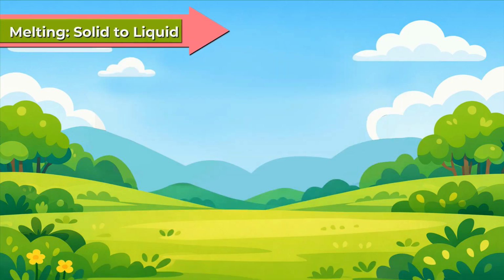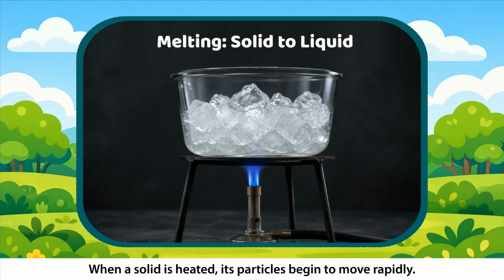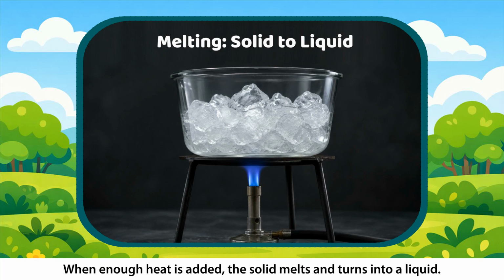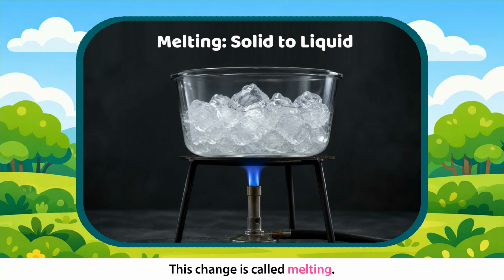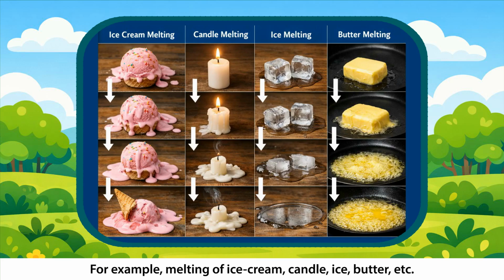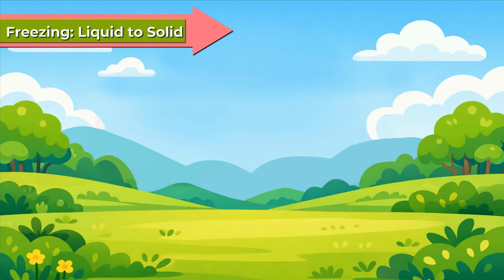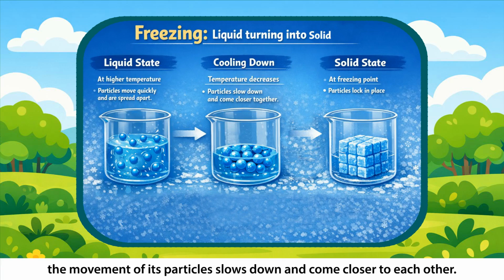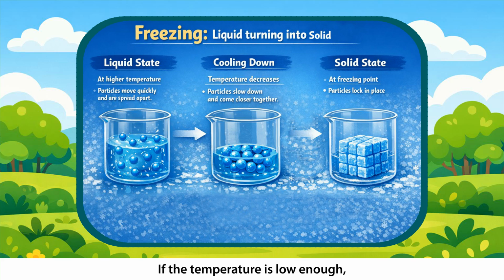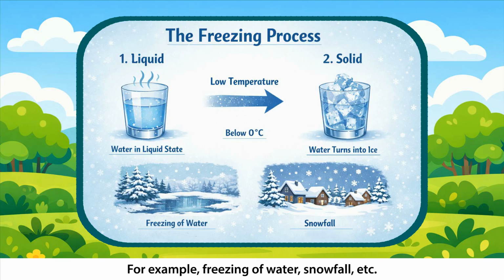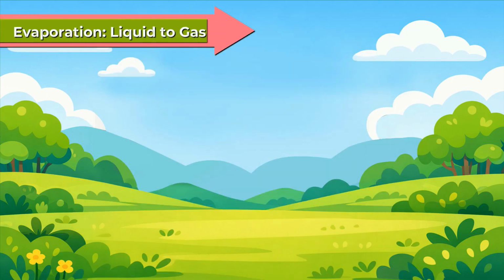Melting, solid to liquid. When a solid is heated, its particles begin to move rapidly. When enough heat is added, the solid melts and turns into a liquid. This change is called melting. For example, melting of ice cream, candle, ice, butter, etc. Freezing, liquid to solid. When a liquid is cooled, the movement of its particles slows down and they come closer to each other. If the temperature is low enough, the liquid will freeze and turn into a solid. This change is called freezing.